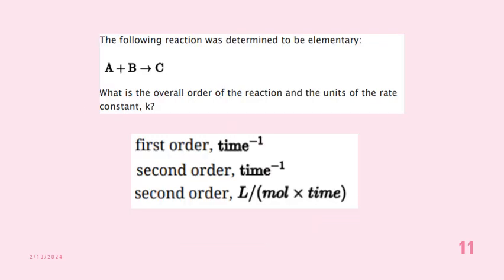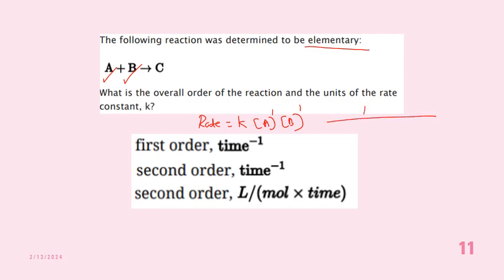Next question. The following reaction was determined to be elementary. That means this is again for the reaction mechanism. So I have to account for both here. What is the overall order of the reaction and the units of the rate constant K? So the overall reaction will be rate equals K times concentration A times concentration B. So with respect to A and B, it is 1 to 1. So the total will be second order.